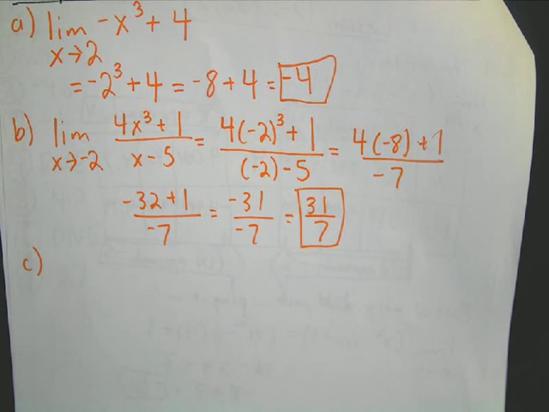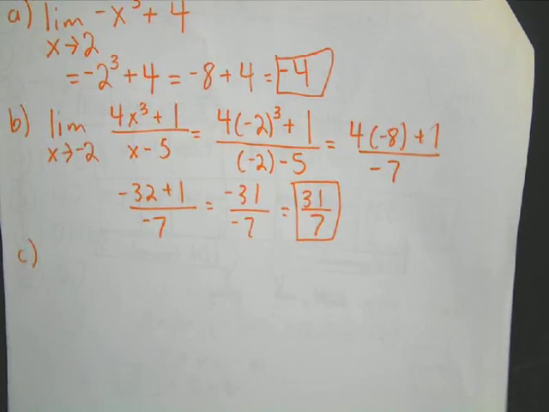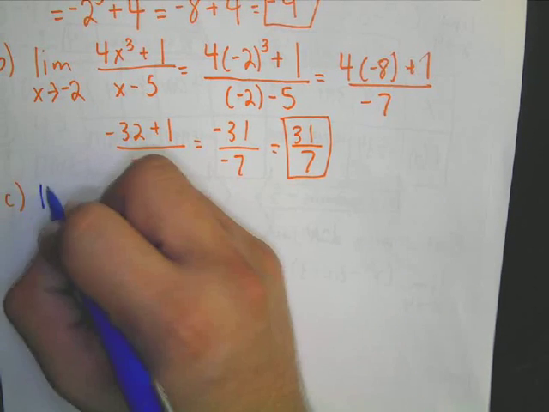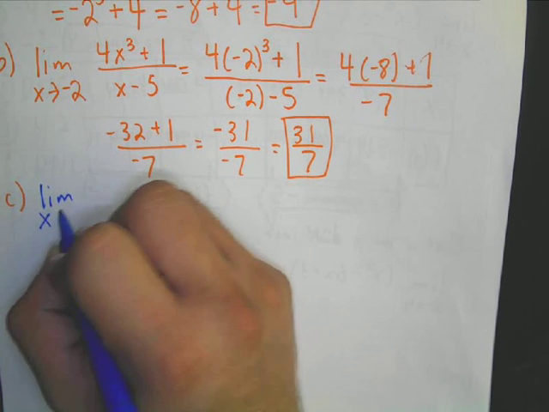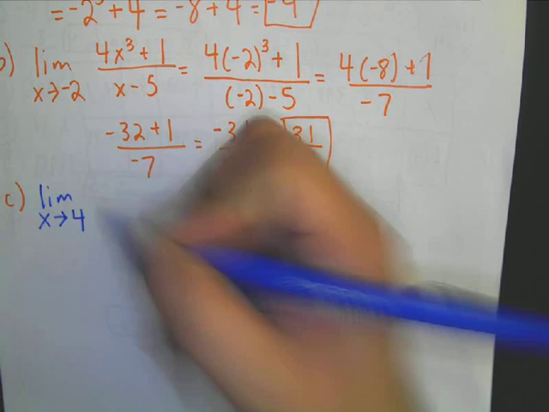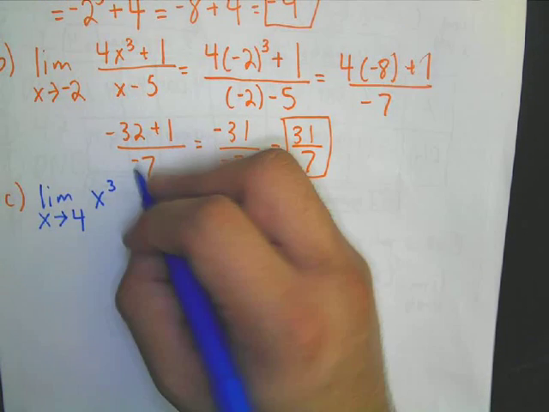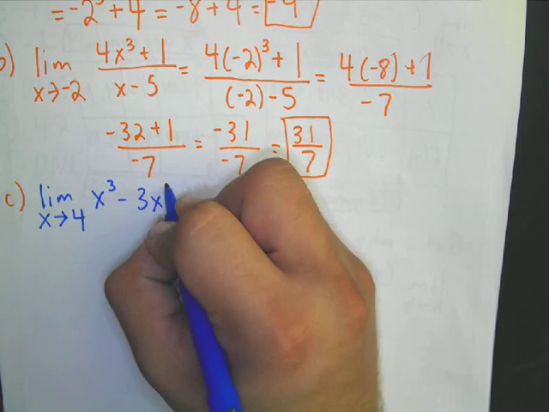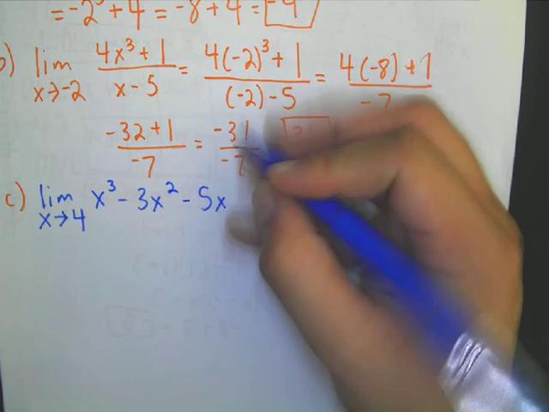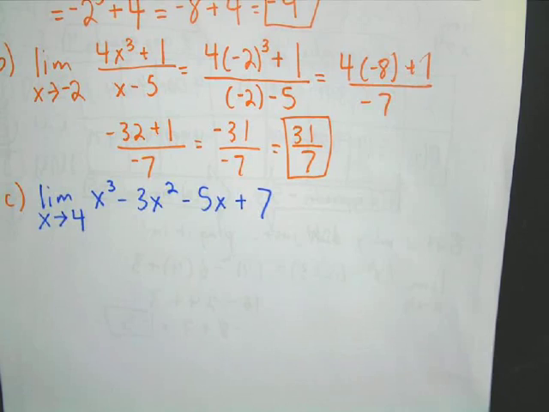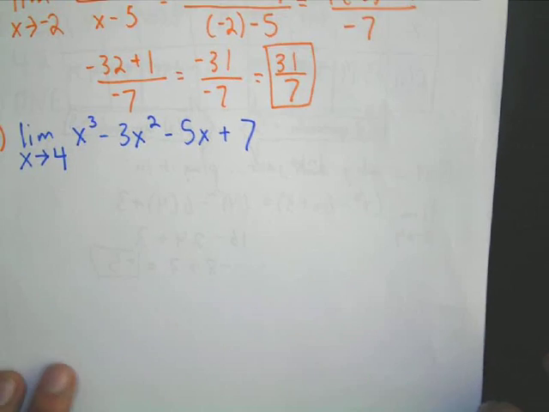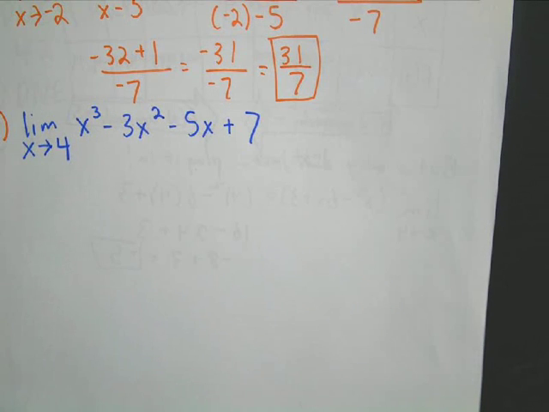Let's look at C. Let's look at one more. I'm doing this one because a few people get intimidated by large numbers. The limit as x approaches 4 of x cubed minus 3x squared minus 5x plus 7. People might get intimidated by a problem like this because it has some huge squares. But there's really nothing to be intimidated by, because you just do what you did in the other ones, which was what? Plug it in.